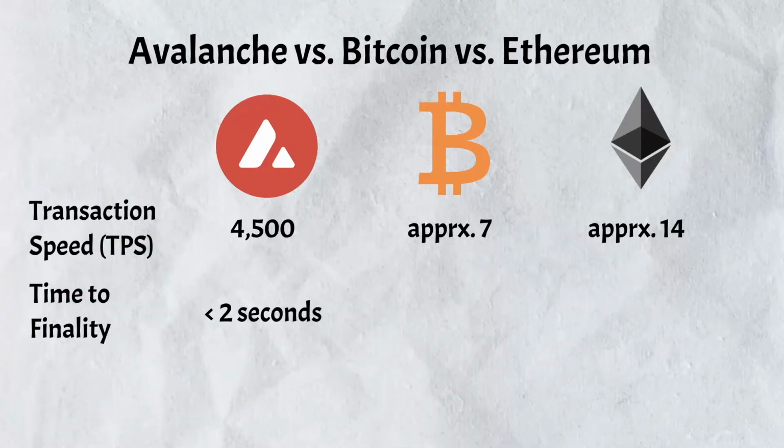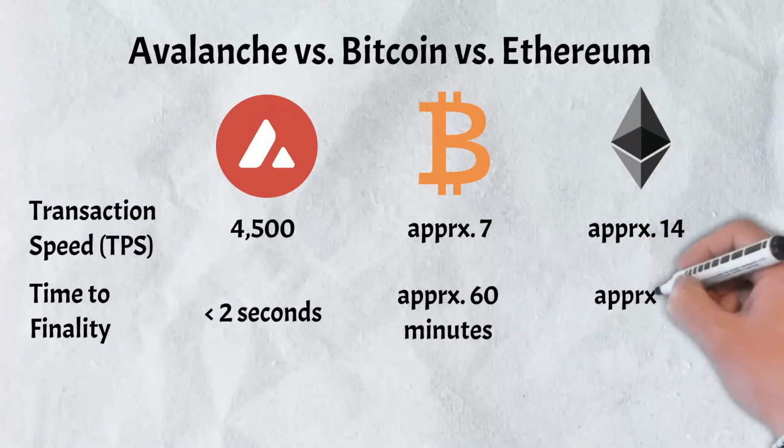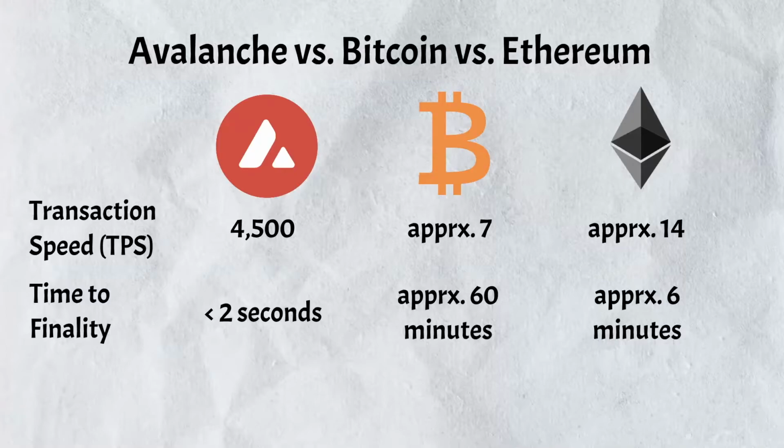Avalanche has sub-second finality. According to them, they can achieve finality in less than 2 seconds. Time to finality is the amount of time that it takes for a crypto transaction to finalize and be considered permanent and irreversible. Bitcoin achieves finality in about 60 minutes and Ethereum achieves finality in about 6. Both are considerably longer than Avalanche.